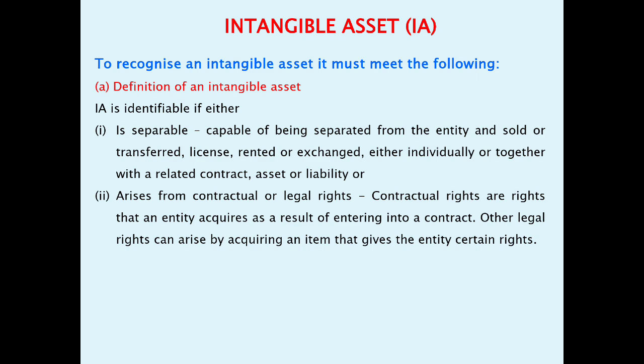Next, it arises from contractual or legal rights. Now, it means you bought it. If you bought it, most likely you're going to have contractual rights. For example, if I buy an intangible asset, I get a receipt or whatever. That is like a contract. Legal rights: if you bought a copyright from a person, you have the legal rights to produce music or songs from that artist.